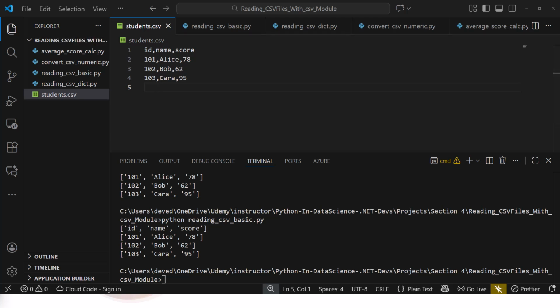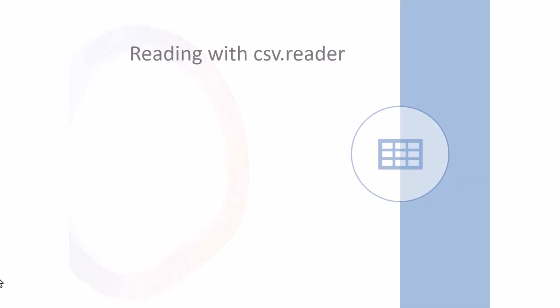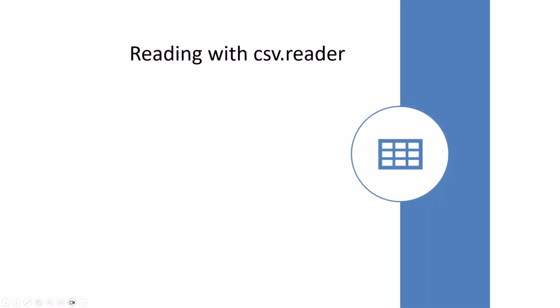So let's get back to our slideshow again. Now let's see how to read with csv.reader. csv.reader gives you raw rows as lists. It's simple and efficient, but you'll see a more powerful option next.